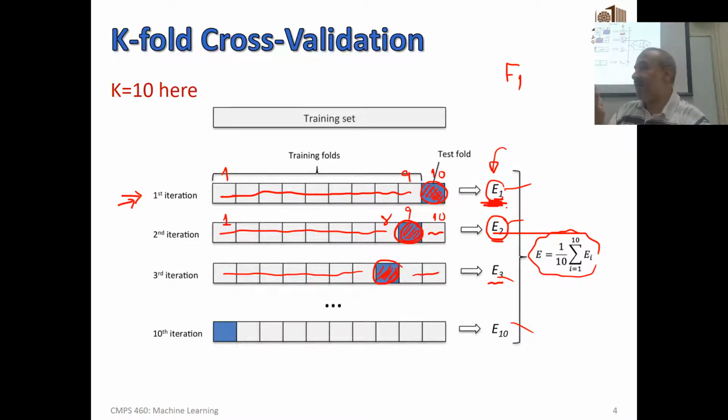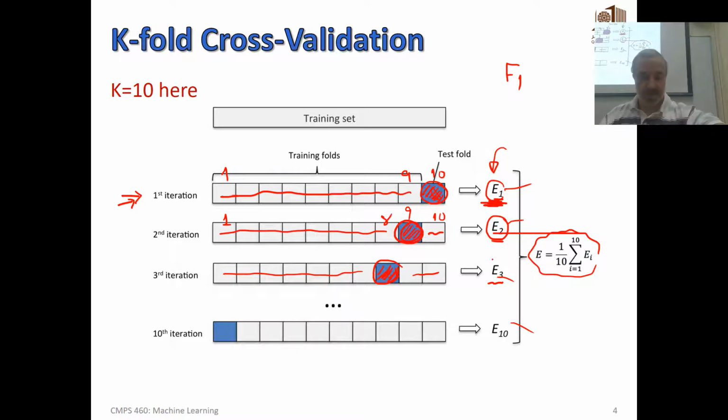Usually we set k to 5 or 10. That's the standard. 5 folds or 10 folds. Yes. Why are we taking the average? Because we want a measure at the end that will tell us overall what is the performance of the model. Yes, that's why we want the average performance of them to be a more reliable estimate of the performance. Okay?